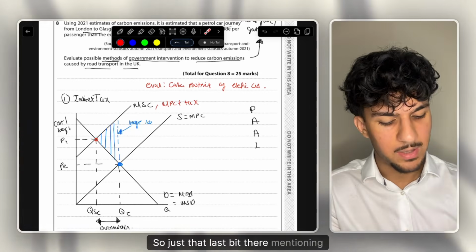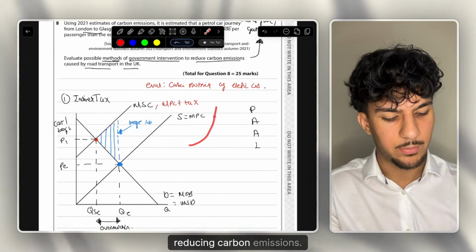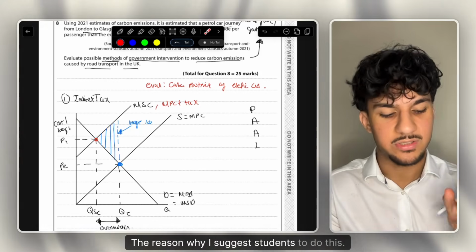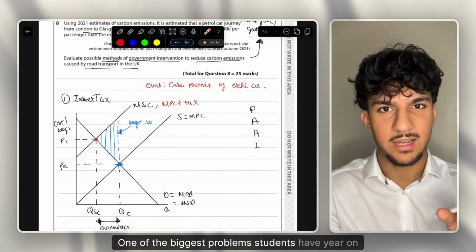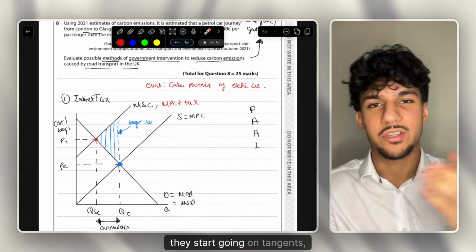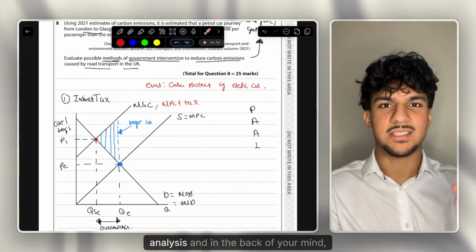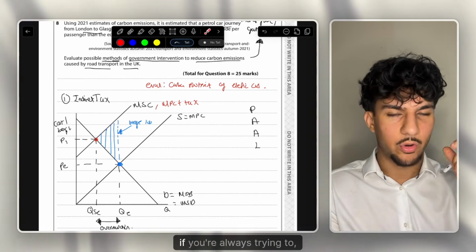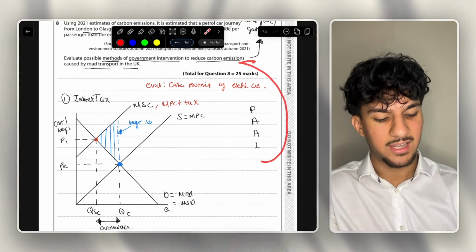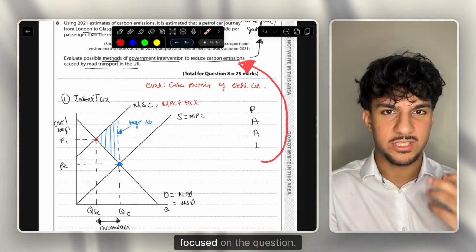So just that last bit there, mentioning thus overall reaching the government's goal of reducing carbon emissions, that is linking back to the question. The reason why I suggest students do this, one of the biggest problems students have year on year, I've seen it with experience, is students waffle. They start going on tangents, speaking about random things, but if you're writing your chain of analysis, and in the back of your mind you're always thinking, okay, I need to eventually link this back to the question, it will stop you going off track, and it'll keep you focused on the question.